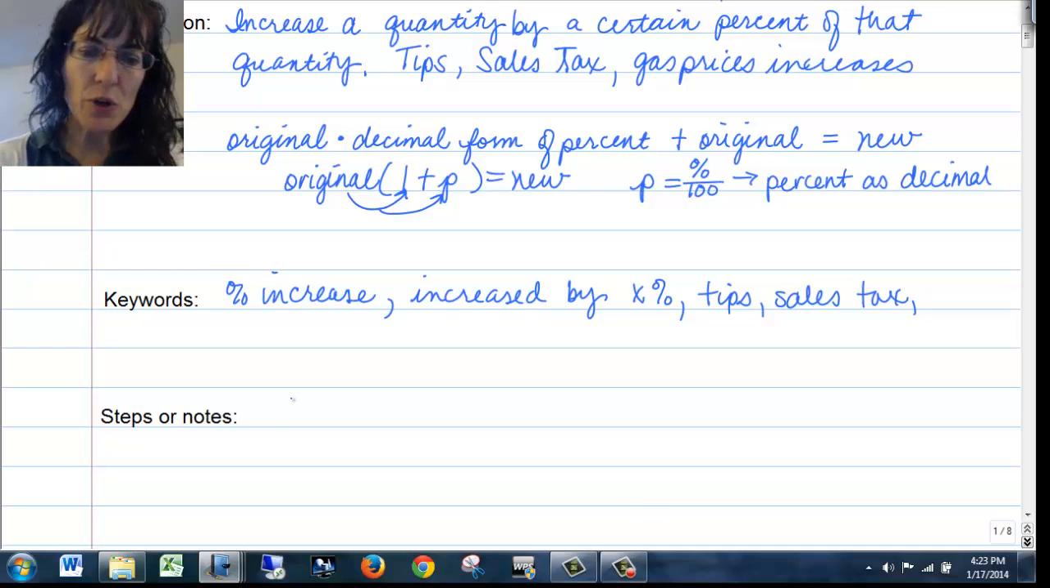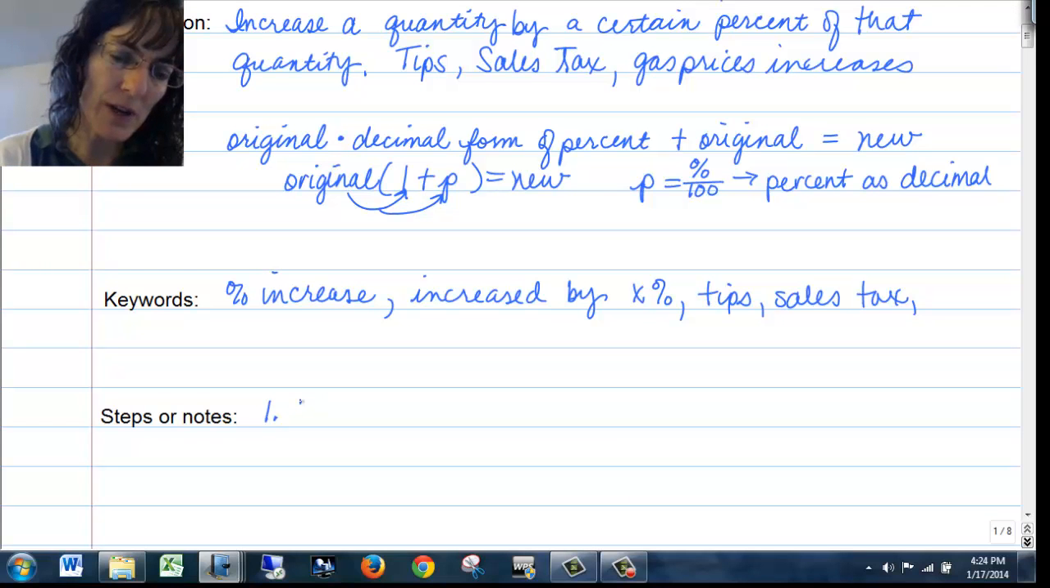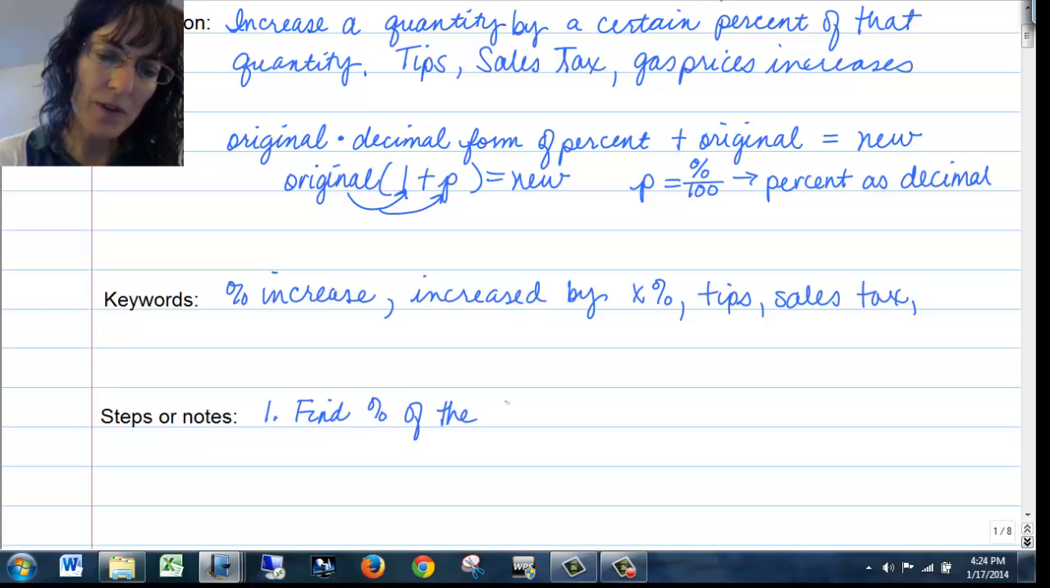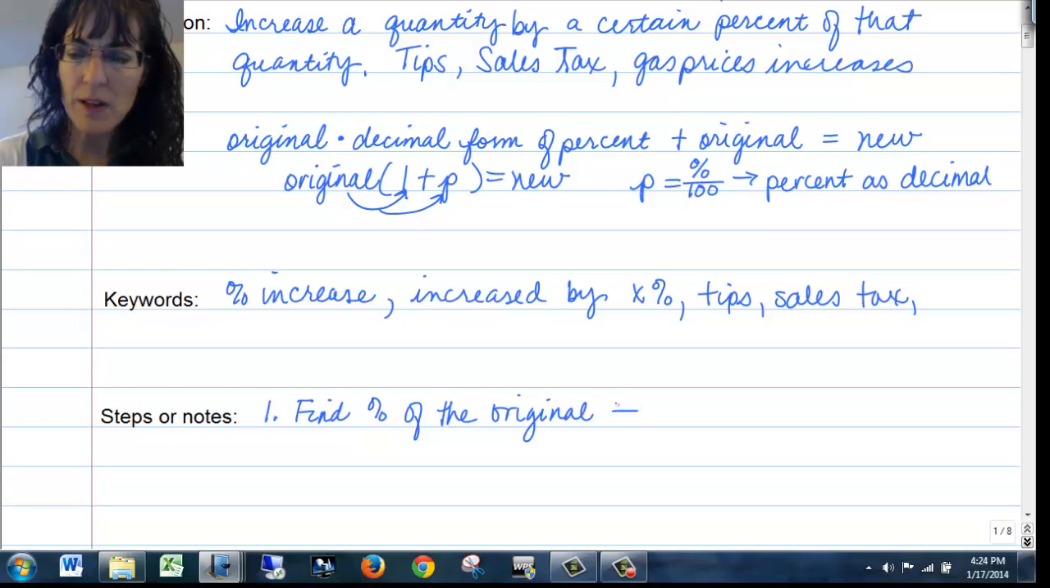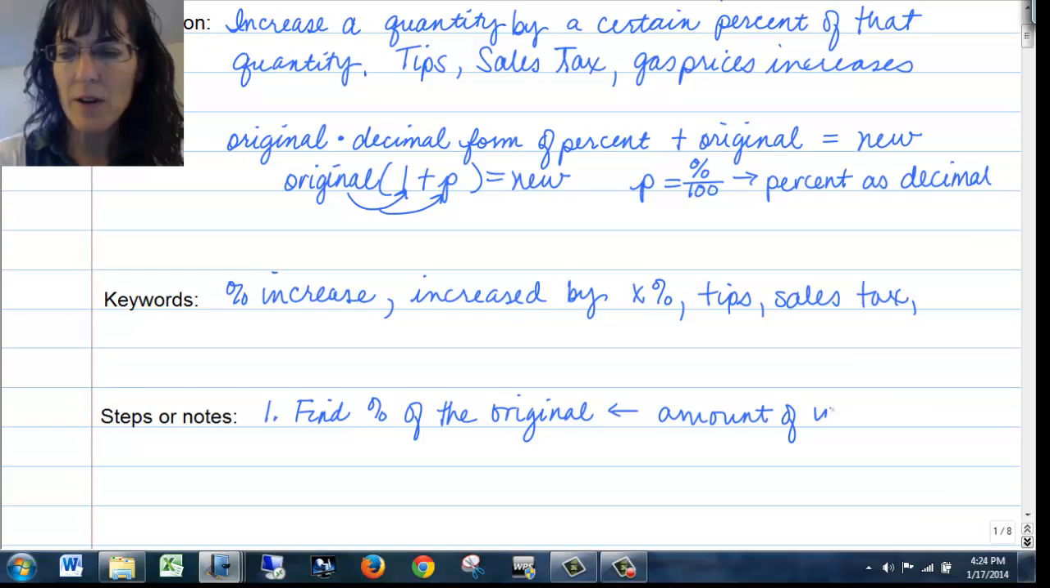So steps or notes. First, generally we'll find the percent of the original, and that's the amount of increase.